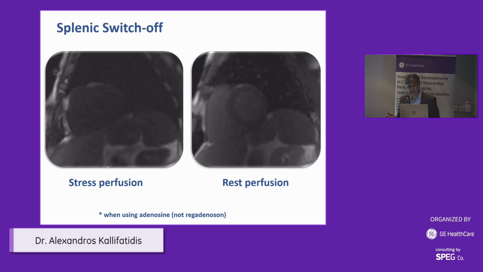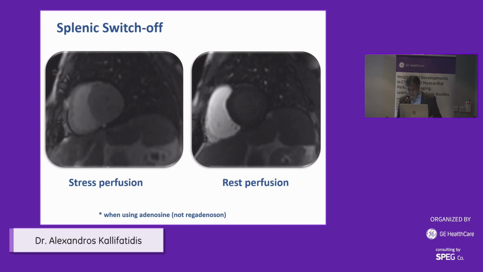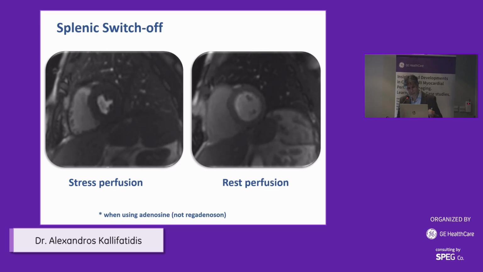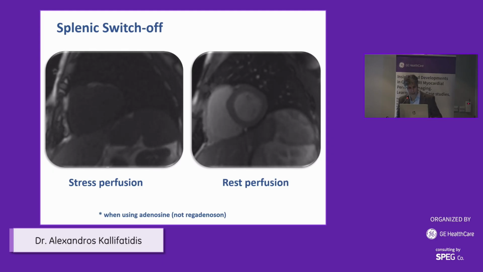So this is a tip when you are analyzing stress perfusion and you are using adenosine but not regadenoson: you can search for the splenic switch-off sign, this dark appearance of the spleen during the stress phase. But this is something that we are not seeing during the rest perfusion, and this is a sign that our stress procedure was diagnostic and makes us much more confident for the final result.